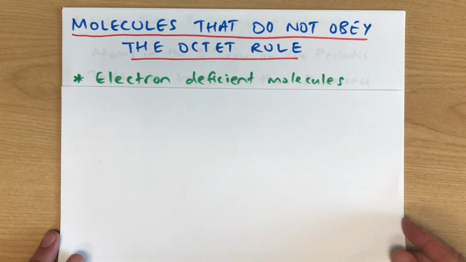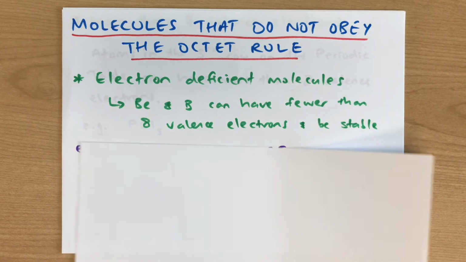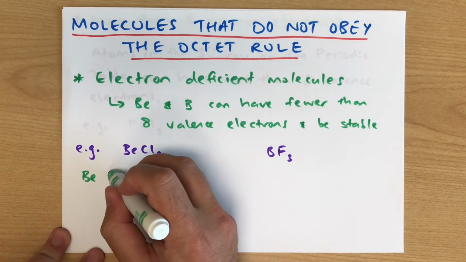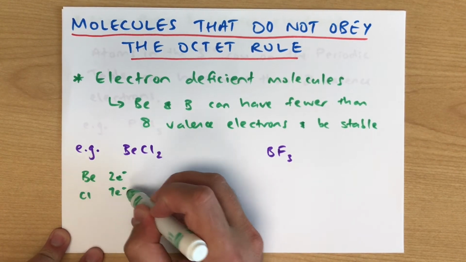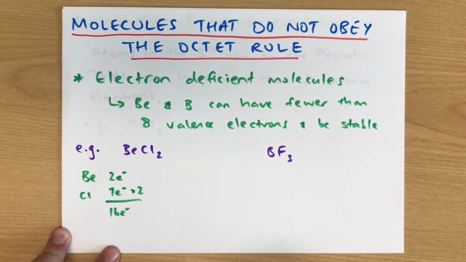Electron deficient molecules. These molecules include atoms that are stable with less than 8 valence electrons, such as beryllium and boron. They can have fewer than 8 and be stable. Let's look at 2 examples. Beryllium has 2 valence electrons. Chlorine has 7, and there are 2 of them, giving me a total of 16 valence electrons.